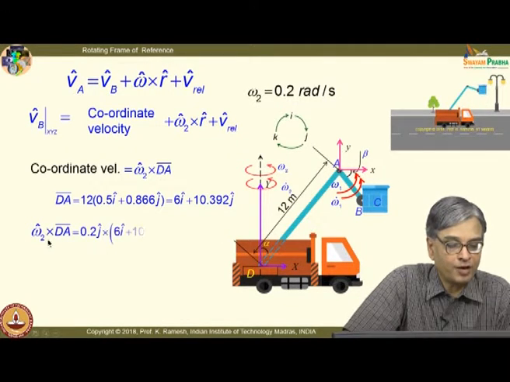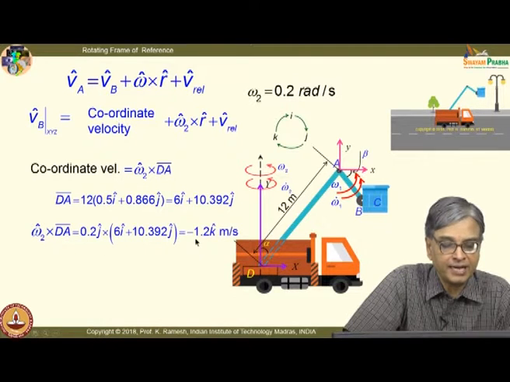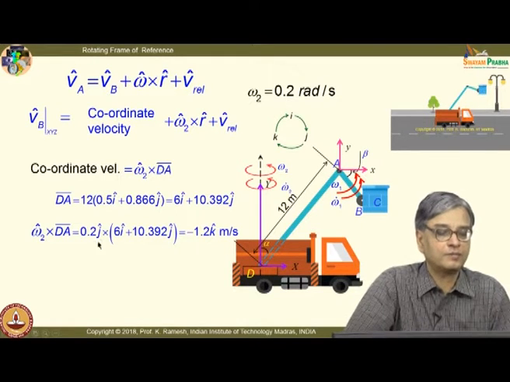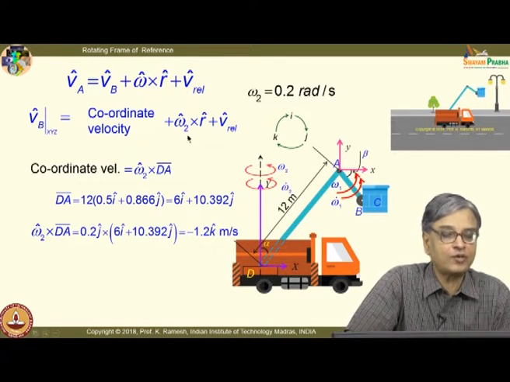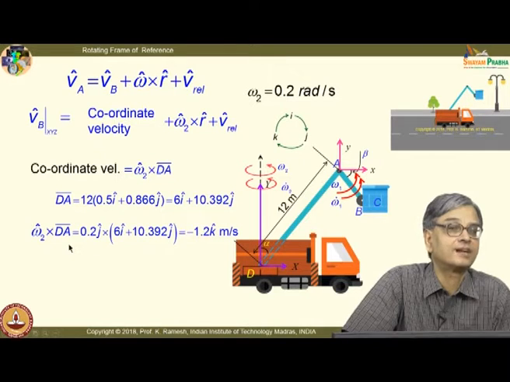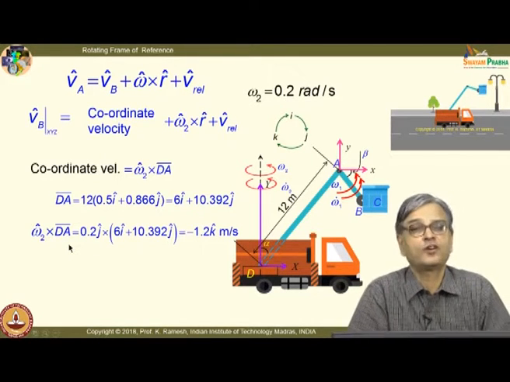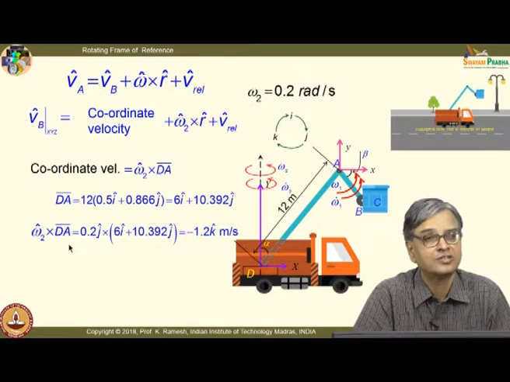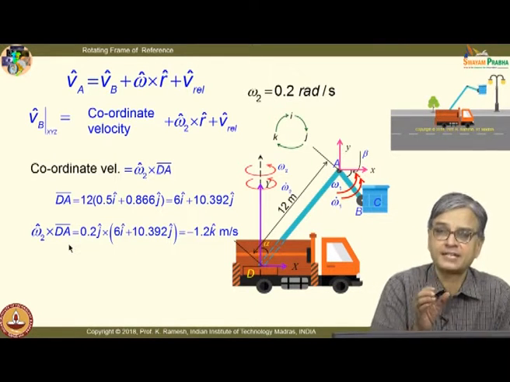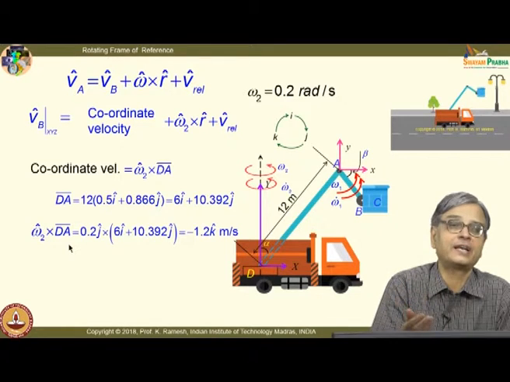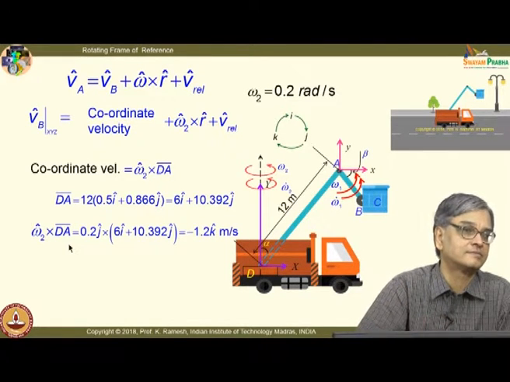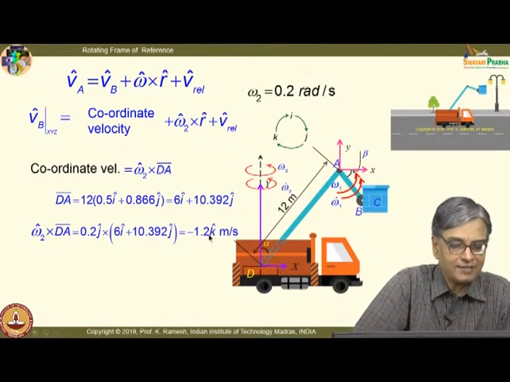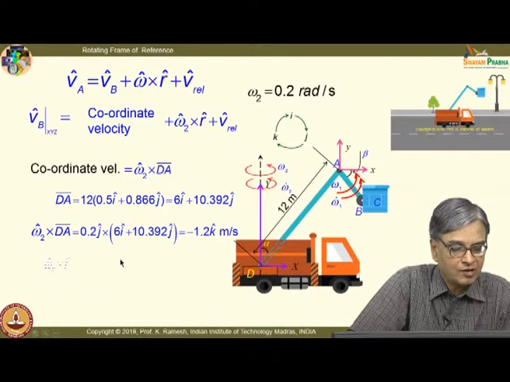And I have omega 2 cross dA as minus 1.2 k meters per second. It is a good practice to write the quantities like this, and it is also easier for us to check your answers in a large class of students. If you write them in steps, at least we would be in a better position to give you partial marks. So, have this habit of writing down these terms one after the other.